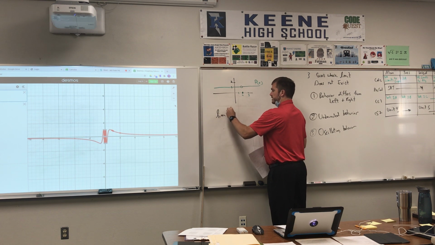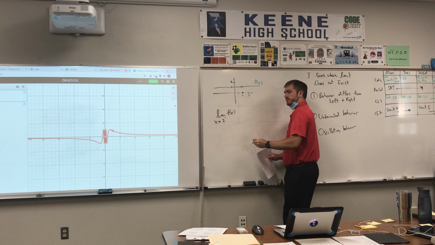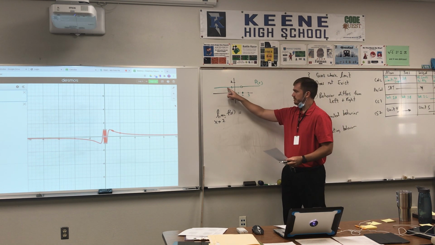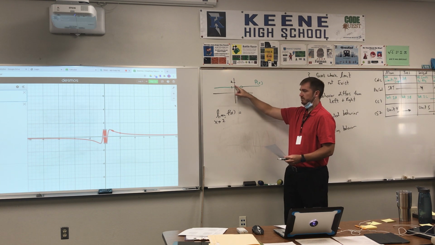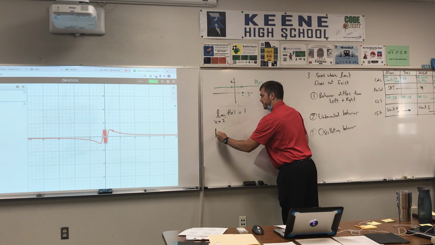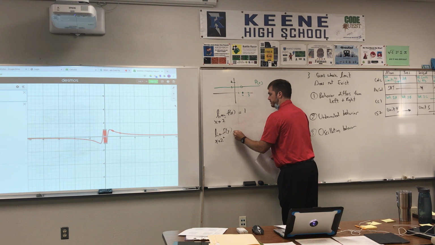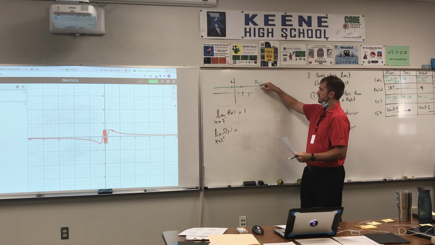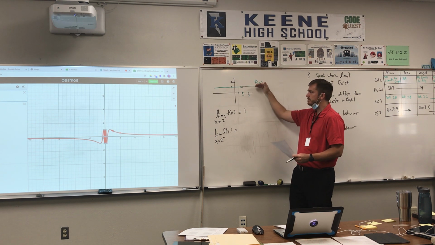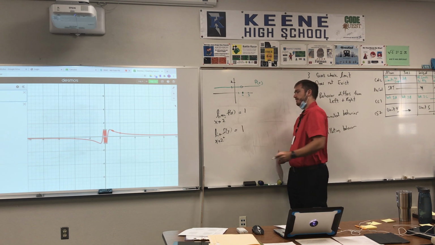So the limit of f of x as x approaches 2 from the left. So approach it from the left. 1, 1, 1, 1. It's a 1, right? The limit of f of x as x approaches 2 from the right. At school, what does this person look like? What is their behavior? What does this look like they're trending towards? Kirsten? 1. Also a 1.